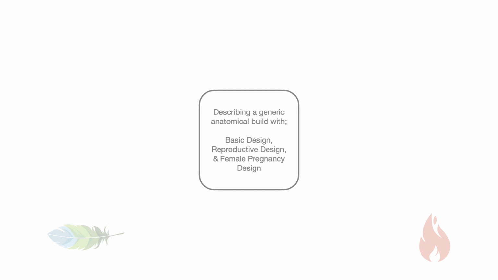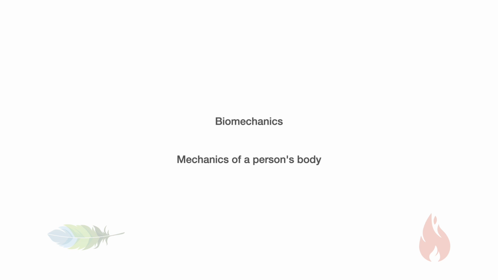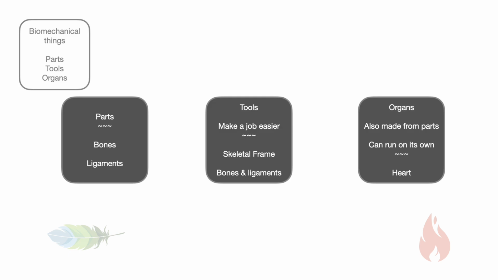In these videos, we describe a generic anatomical build with the basic design, reproductive design, and female pregnancy design. And these first 5 videos are just regarding the basic design. Just in review from the first video, we've got these biomechanical words, always considered biomechanical parts. Sometimes they can be further described as biomechanical tools or mechanisms. And then lastly, biomechanical organs.